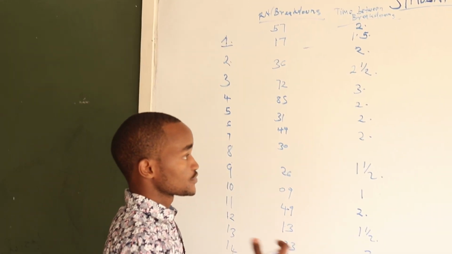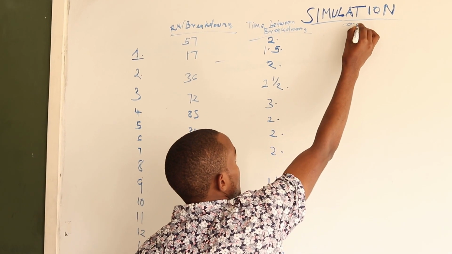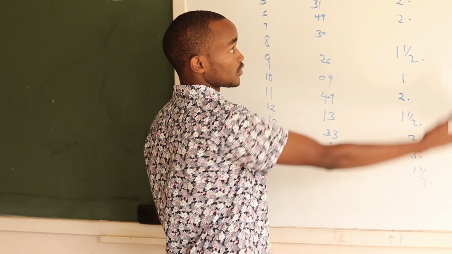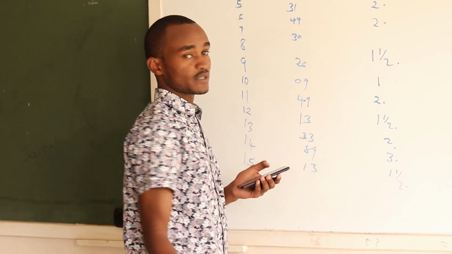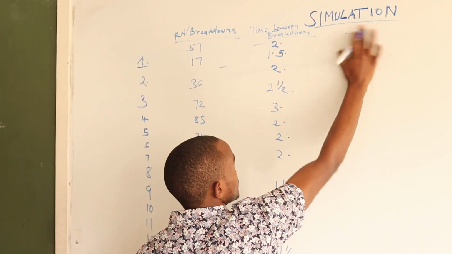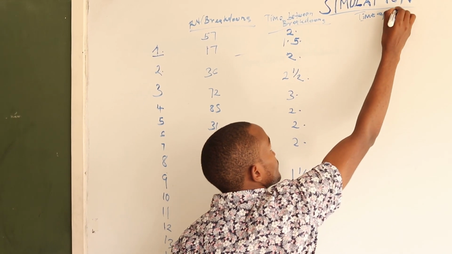So remember the question said that we should start at 00 hours to find when the machine broke down. So this column will represent the time that the machines broke down. So the way we do that, this will represent the time of breakdown.